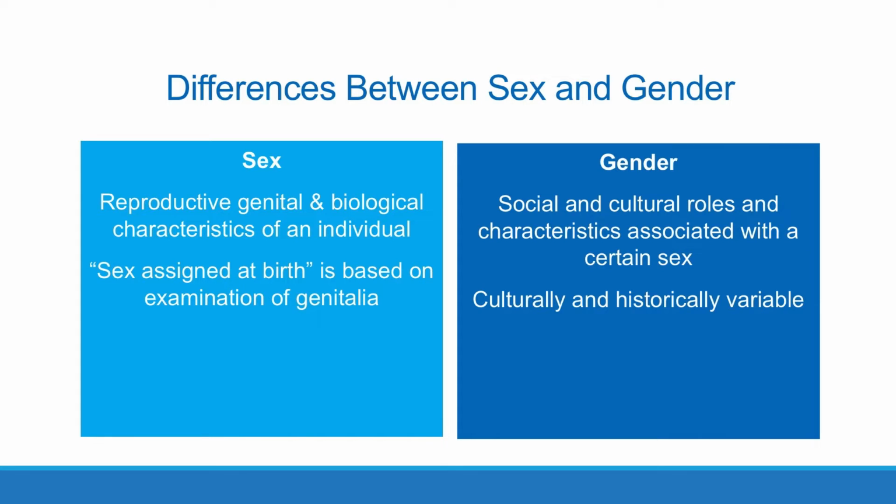Where useful to distinguish biological characteristics of natal sex, we will use the term sex at birth, which relates to the sex determined usually by rapid examination of the genitalia when one is born. In contrast, the term gender relates to the social and cultural roles and characteristics associated with a certain sex. For example, masculine refers to the roles and characteristics that are often associated with having a male body, and these are culturally and historically variable.